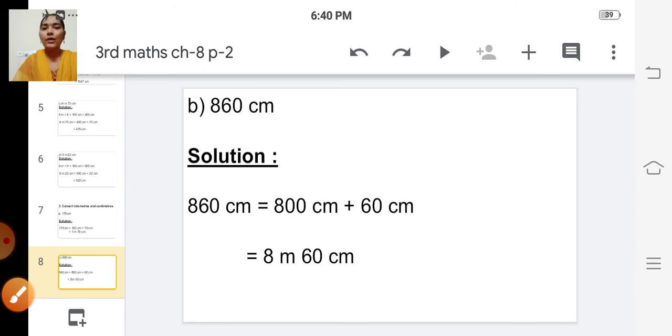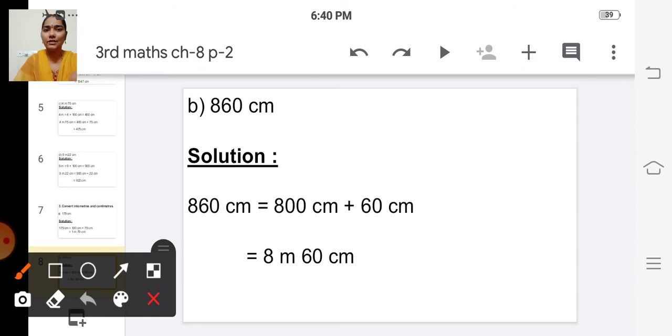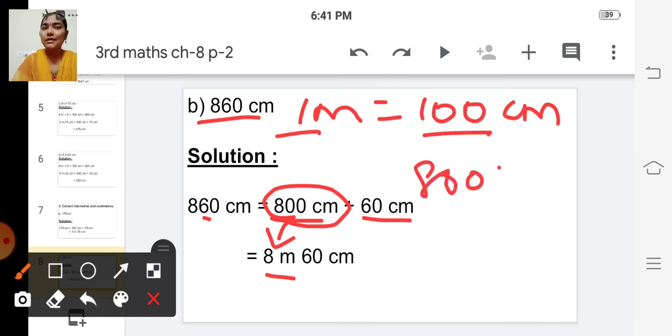Okay, so 860 centimeters. We have to split this 860 centimeters into 800 centimeter plus 60 centimeter. And we all know that 1 meter is equal to 100 centimeters. So 800 centimeter is equal to 8 meter. 100 centimeter is equal to 1 meter, then 800 centimeter is equal to 8 meter.